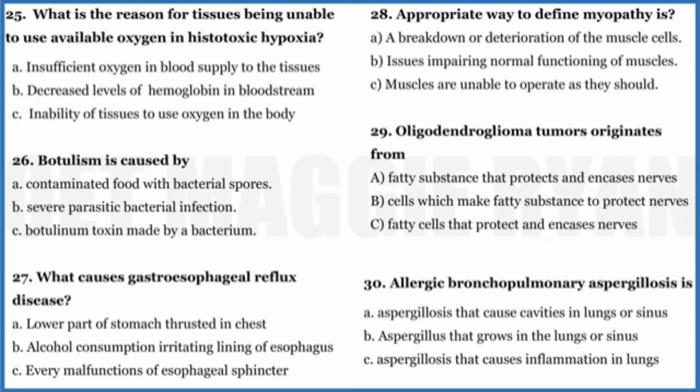Oligodendroglioma tumor begins from cells that make the fatty substance that encases and protects nerves. It usually occurs in the cerebrum. Oligodendroglioma tumors can be either grade 2 or 3. Meningioma tumor begins in the meninges. It can be grade 1, 2, or 3. It's usually benign at grade 1 and grows gradually.